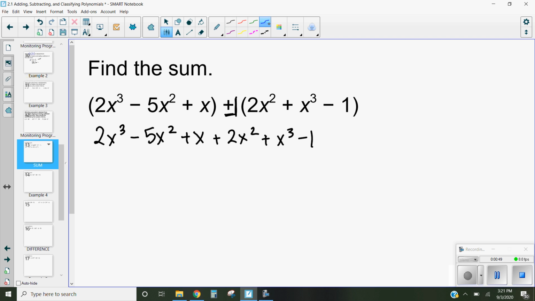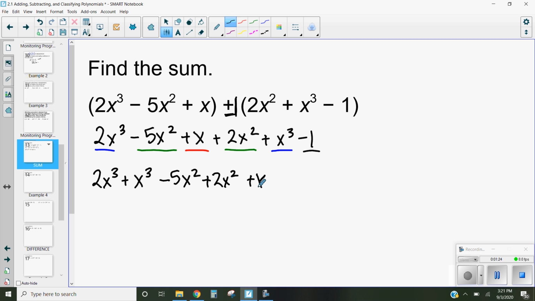So I'm going to rewrite that, and I'm going to look. This one has a power of 3, this one has a power of 3, so they're going to go together. This one has a power of 2, this one has a power of 2, so they're going to go together. This one has a power of 1, and this one has a power of 0. So I'm going to put the blue ones together, the green ones together, the red one, and then the black one in that order. So now as we rewrite that, I have 2x cubed, that's my leading term, then plus that x cubed minus 5x squared plus 2x squared plus x minus 1.